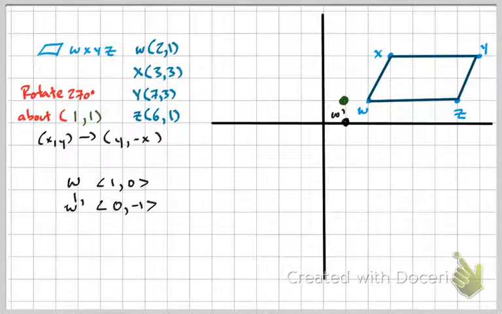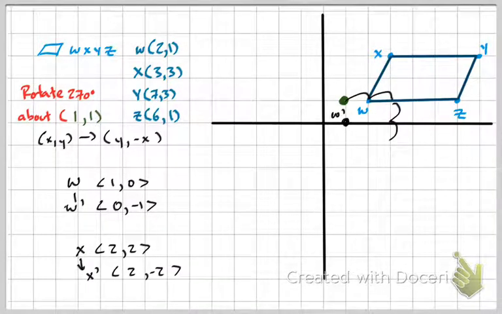Okay? To get to x, I'm going to the right 2 and up 2. So my vector is 2, 2. Apply the notation to get x prime. So now again, we flip-flop them. So flip-flopping doesn't do anything for 2, 2, but the x becomes negative. So I'm going to move to the right 2 and move down 2. So that is where my x is going to be.